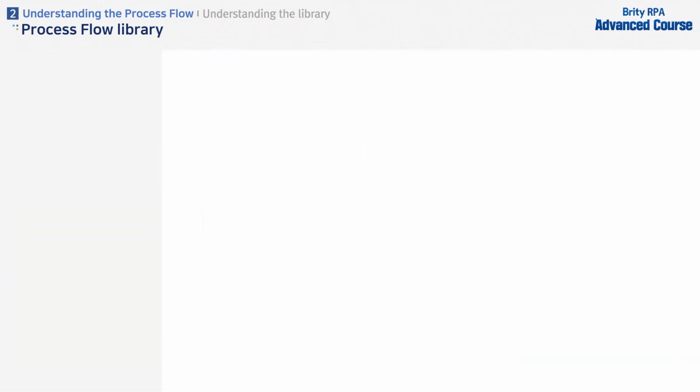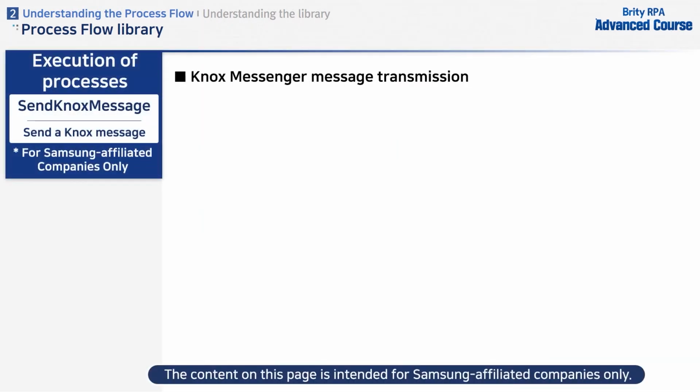Among the activities related to the execution of processes, the Send Knox message activity is applicable for Samsung-affiliated companies only. The Send Knox message activity is used to send messages to Knox Messenger users and receive user selections provided via the messenger if required.